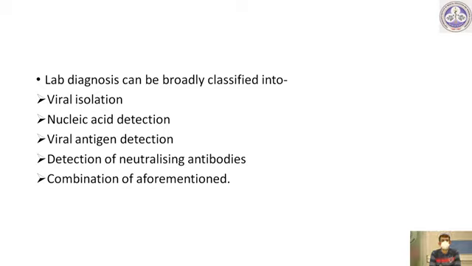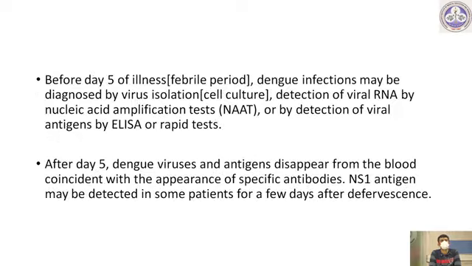So, lab diagnosis can be broadly classified into viral isolation, nucleic acid detection, viral antigen detection, detection of neutralizing antibodies, and a combination of the aforementioned modalities. Before day 5 of illness, that is during the febrile period, dengue infections may be diagnosed by virus isolation in cell culture, detection of viral RNA by nucleic acid amplification tests, or by detection of viral antigens by ELISA or rapid tests, like we do in the emergency.